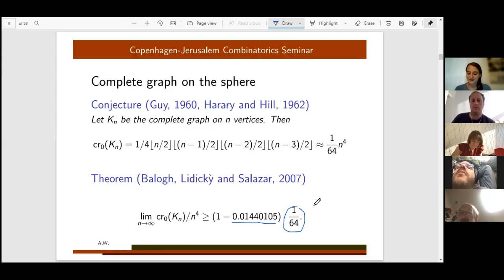But this constant 1/64 appears quite a lot, and there's reason to believe that this might be right. But I think it would be quite difficult to prove that it is exactly 1/64.